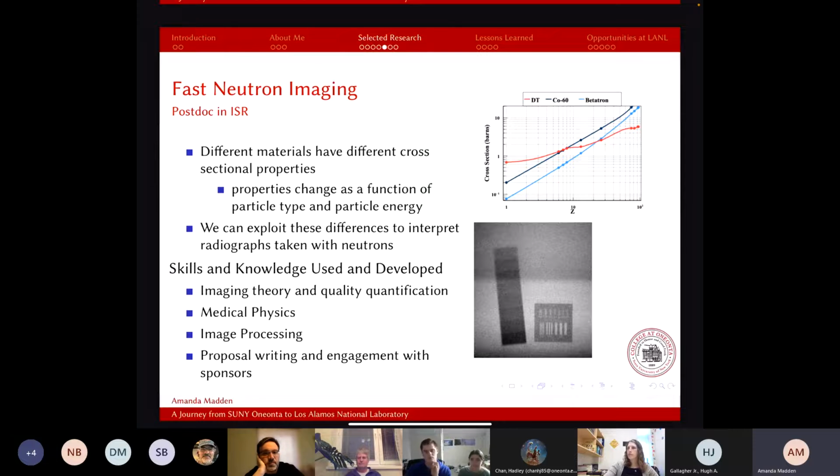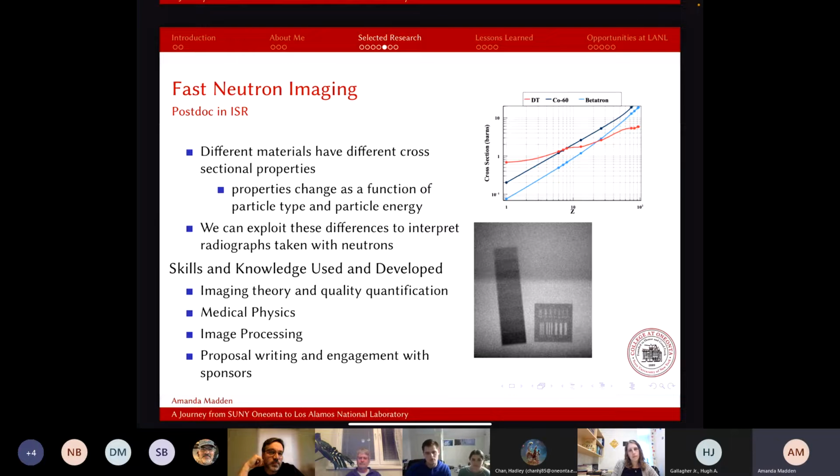Here I was looking at fast neutron imaging, and this is something that's directly parallel to the medical X-ray imaging that you would get if you go to the dentist and get your teeth X-rayed, or if you broke a bone. But we're doing it with different interrogating particles. Instead of X-rays, we're using fast neutrons.